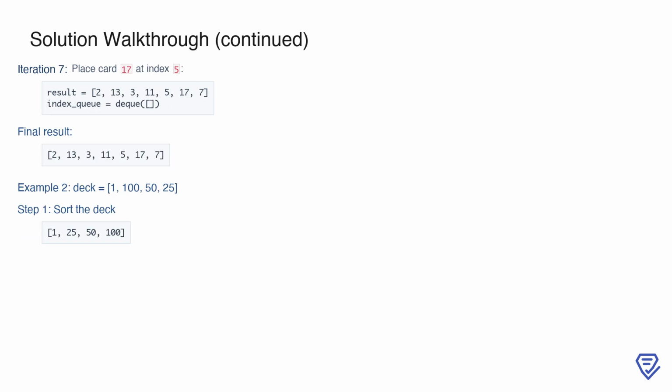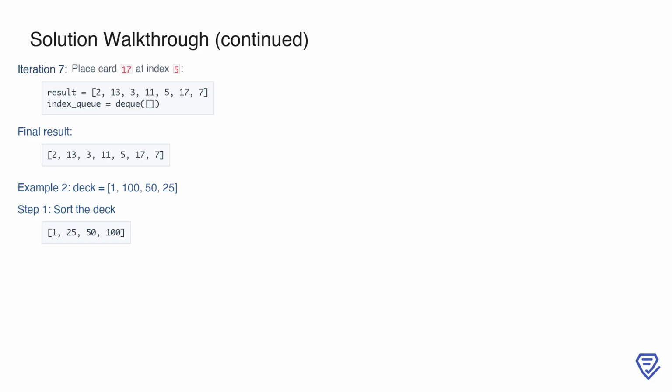Finally, card 17, the largest card, is placed at index 5, which is the last remaining position in index_q. This updates the result array to 2, 13, 3, 11, 5, 17, 7, and index_q becomes empty, signaling that all cards have been placed. The final result for this example is 2, 13, 3, 11, 5, 17, 7.